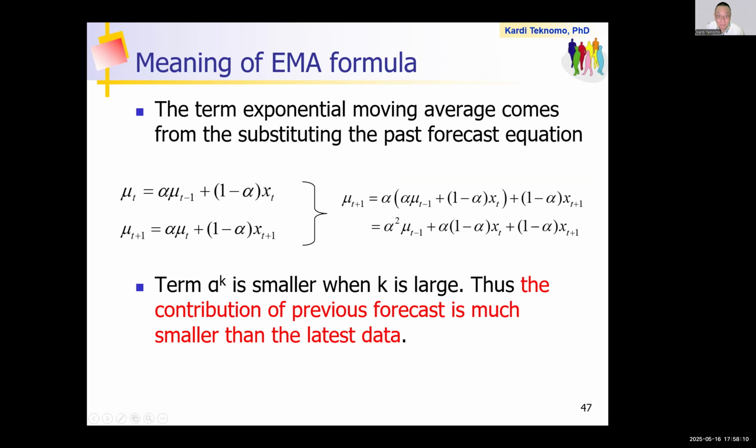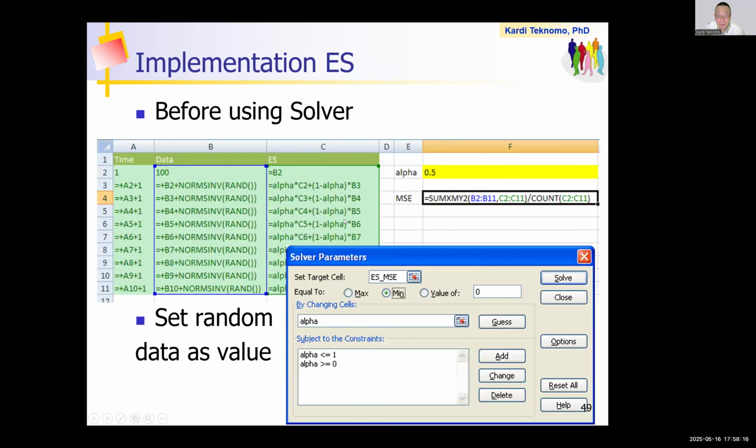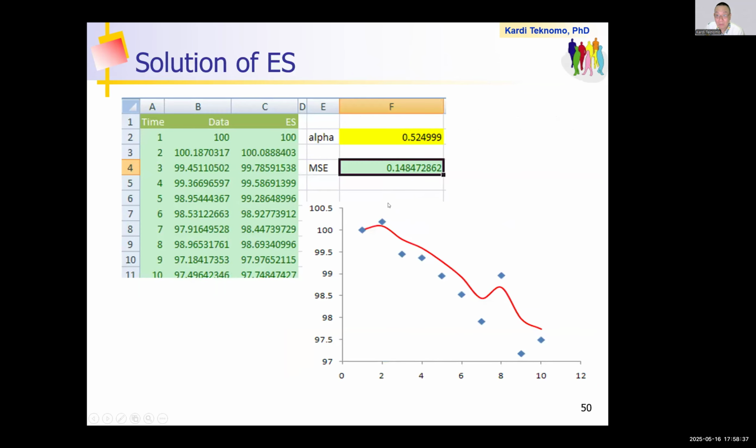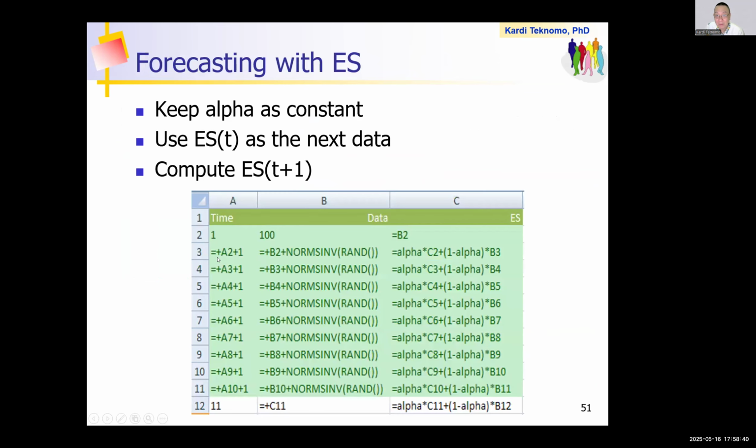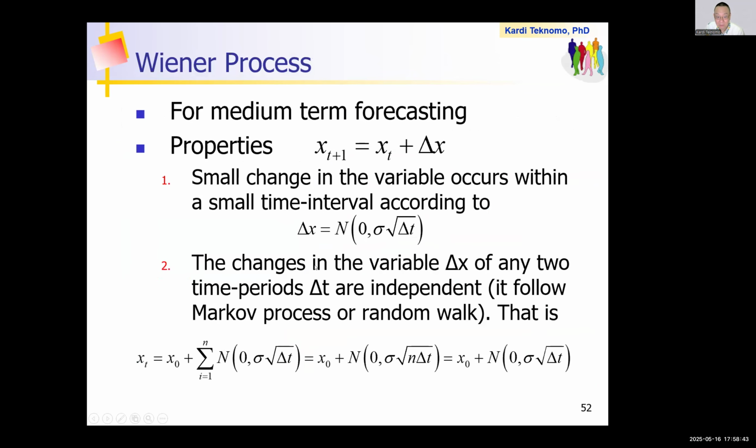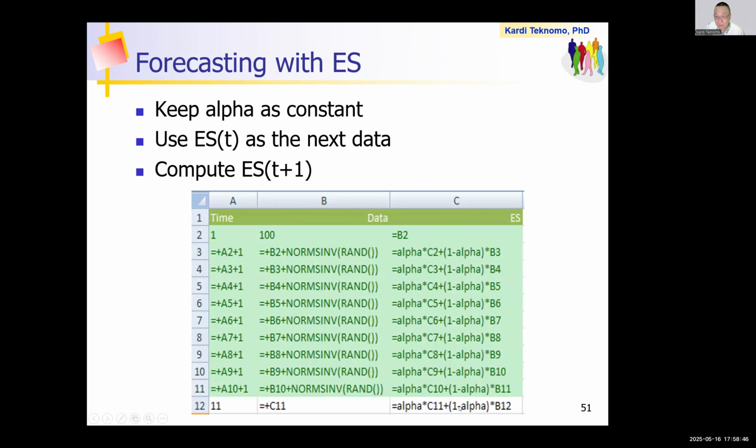Based on this, you can optimize the alpha. Again, if you want to optimize, this should not be a random number. This is supposed to be data, not random. Because this is an example, so I put this. Once you get the minimum, you get the alpha, then you can forecast. Again, the forecast of EMA, you just continue. Once you calculate, you can just continue on that.